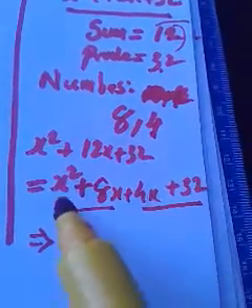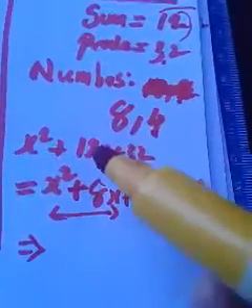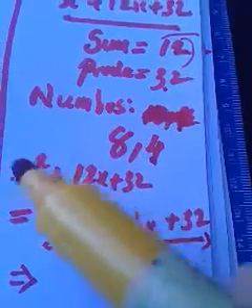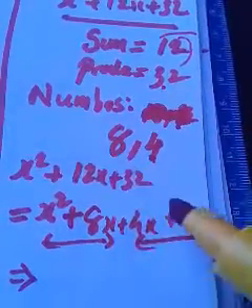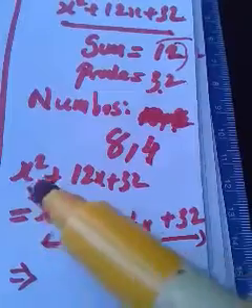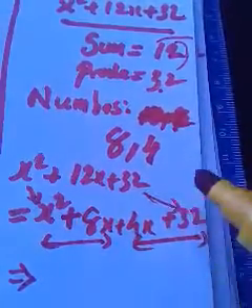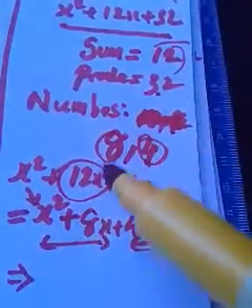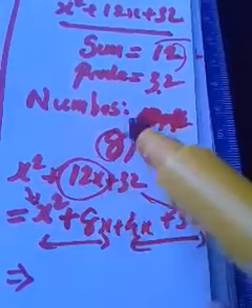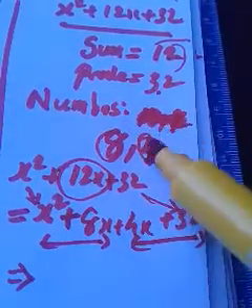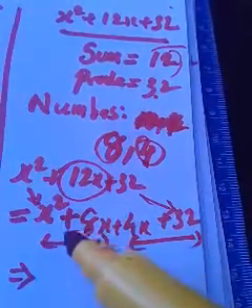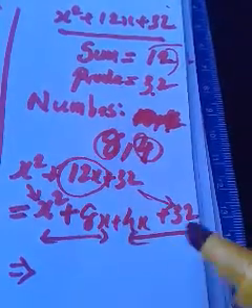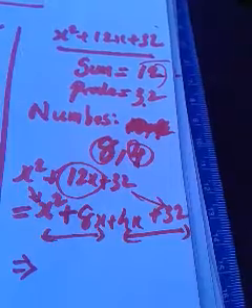Group it. Okay. What I have done is, this 12x I have split by using these two numbers. That means first term as it is, last term as it is without any change, and this middle term is split by using these two numbers, 8 and 4. That means 12x we can split as 8x plus 4x, because the first number is plus 8, that's why I have written plus 8x, and the second number is plus 4, that's why I have written plus 4x. So 12x can be written as 8x plus 4x.